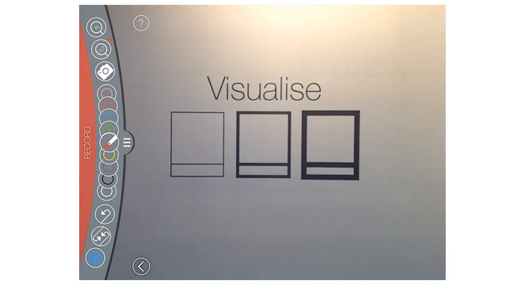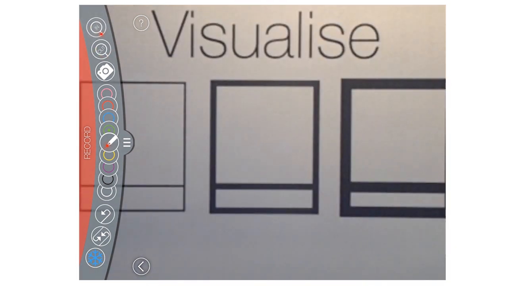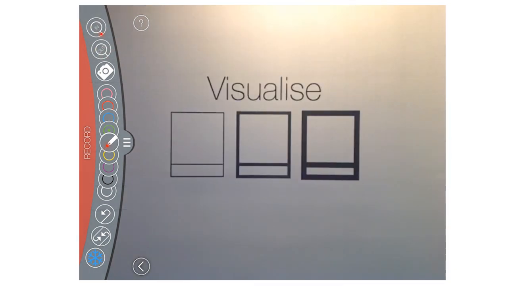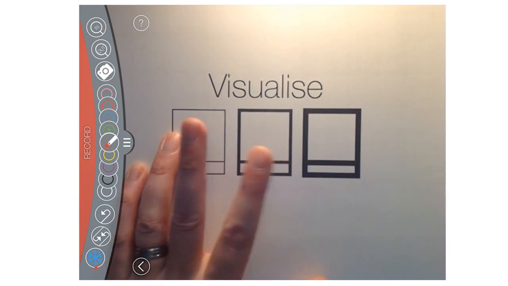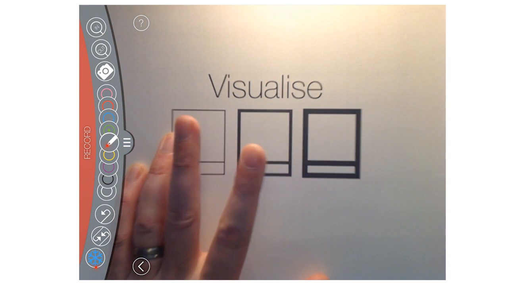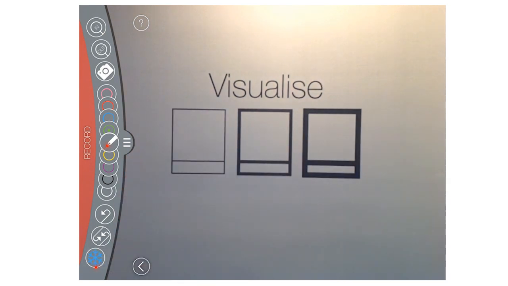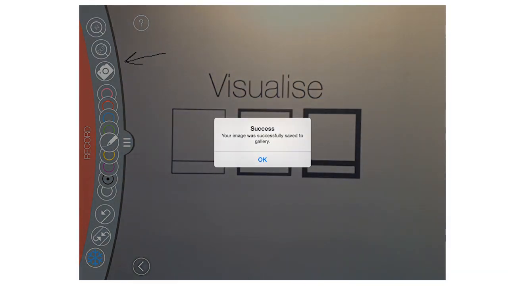Other useful tools include both magnification and freeze buttons. The freeze button holds the current image on the screen, so holding the iPad stable is no longer an issue. If you want to save your annotations, you can do so by taking a screenshot with the camera button. This saves an image to your camera roll.